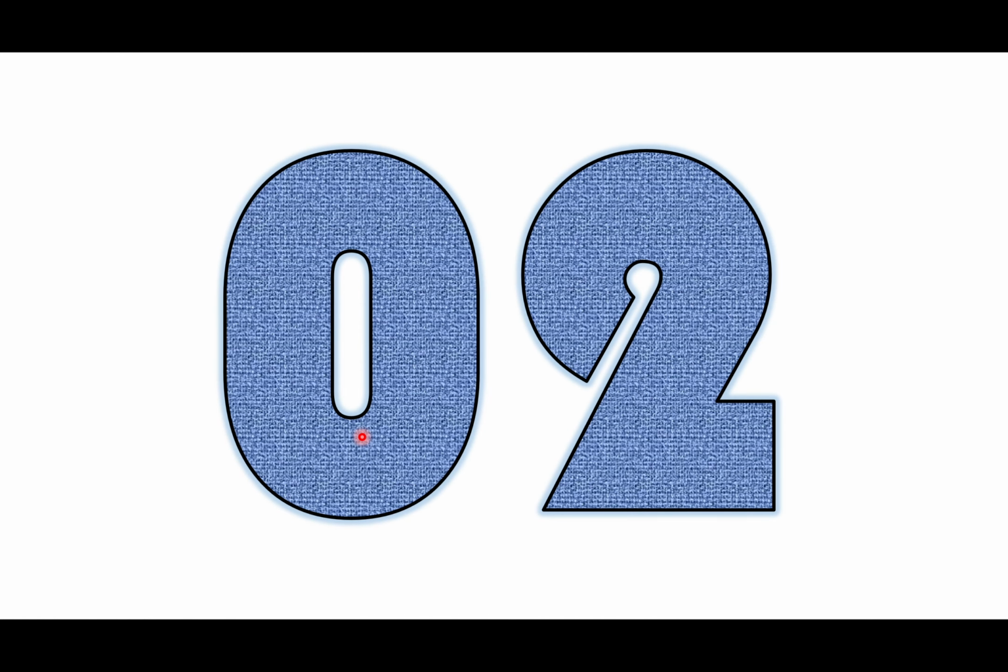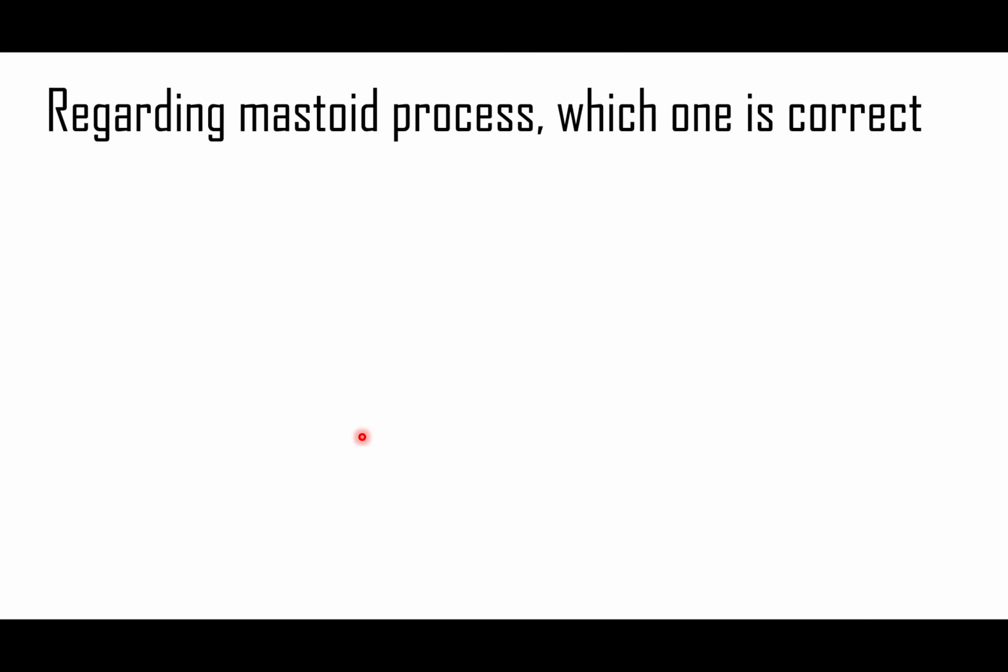Going towards the second MCQ, it is regarding the mastoid process. Which one is correct? There will be certain options that we need to understand and clear, whether they are correct or not. So on the basis of this, we will decide the answer of this MCQ.